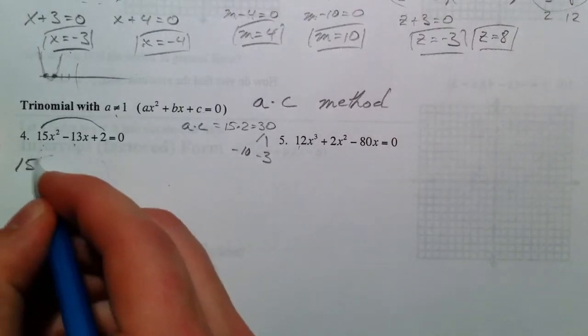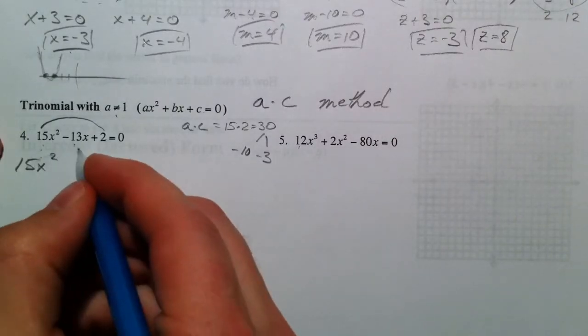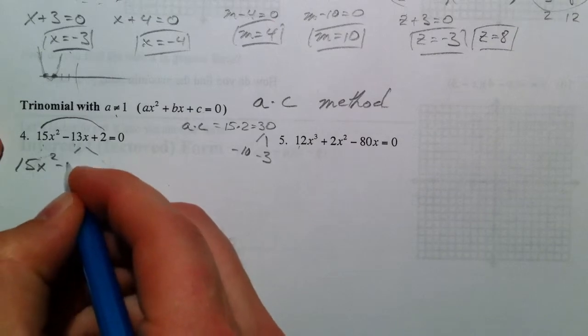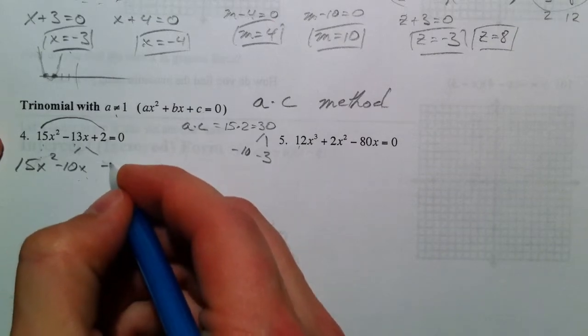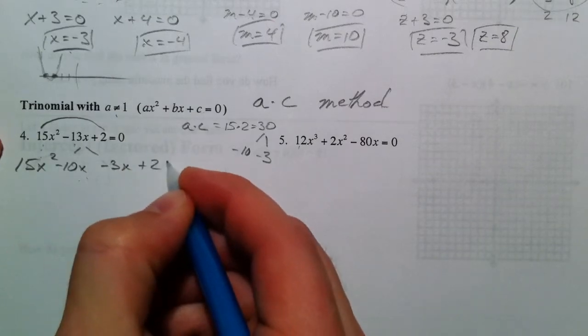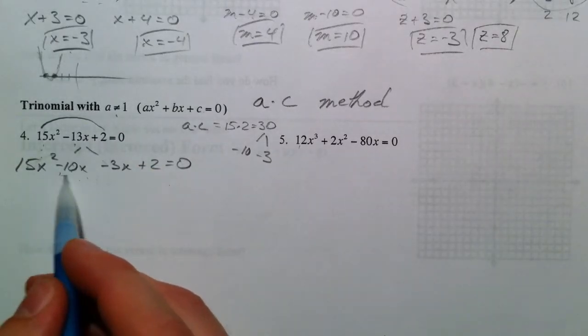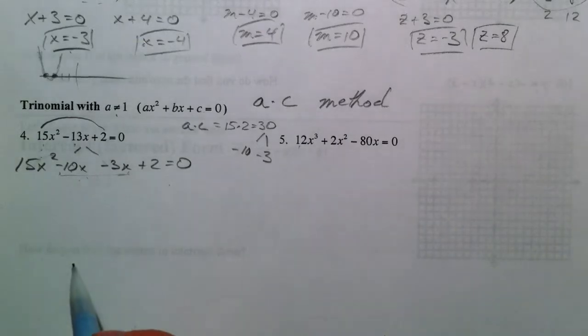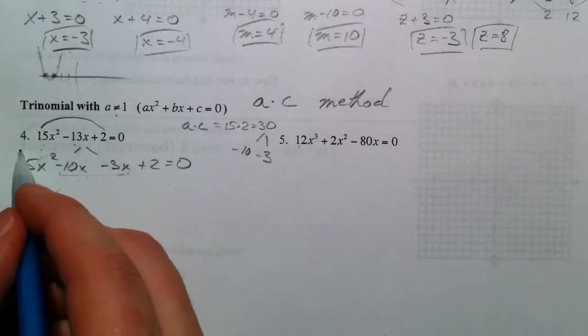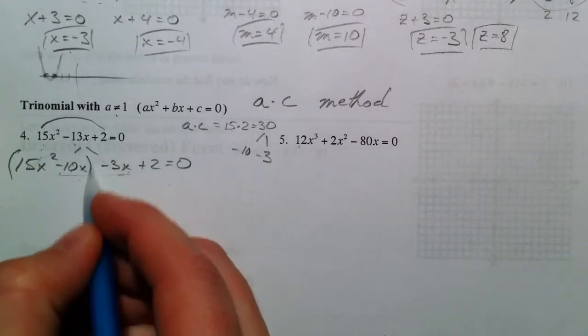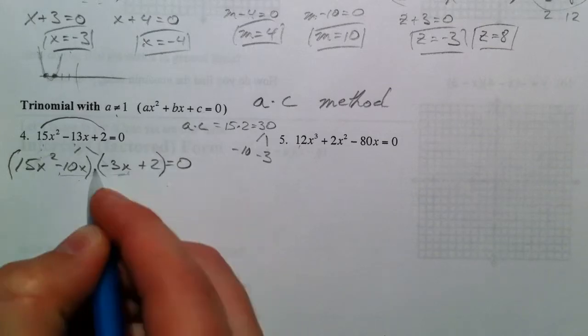So we have 15x squared. And what I'm going to do is split up this middle term: minus 10x minus 3x plus 2. This is still equal to our negative 13x. We haven't changed any values. And now I've made four terms, and I'm going to factor by grouping.